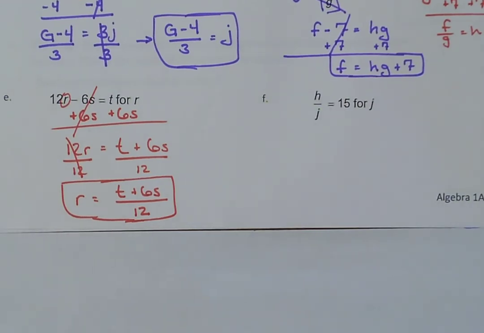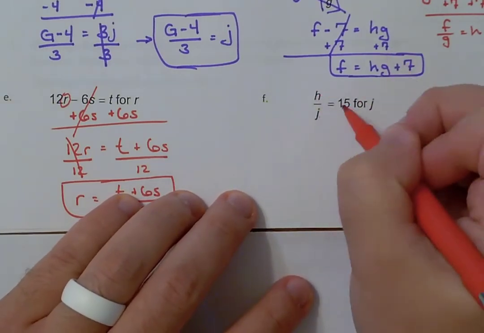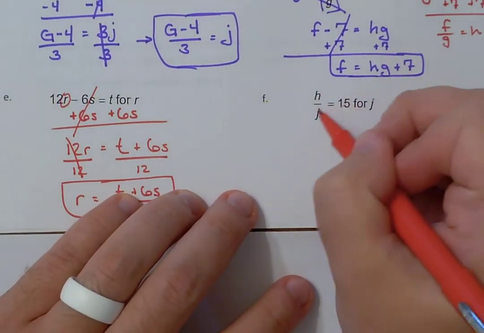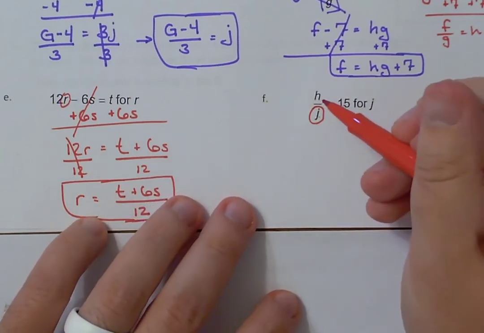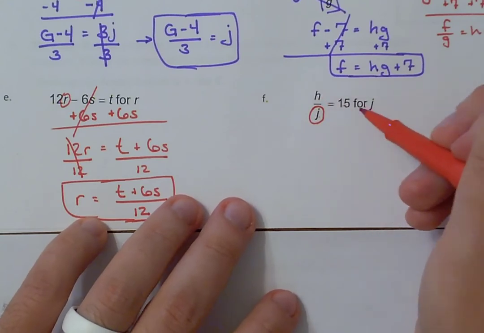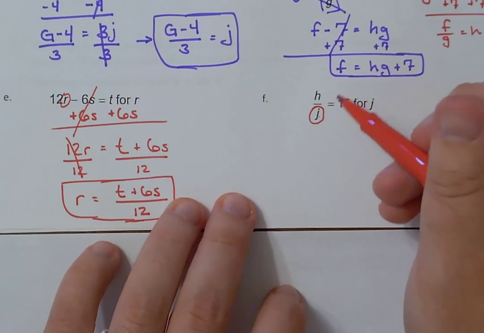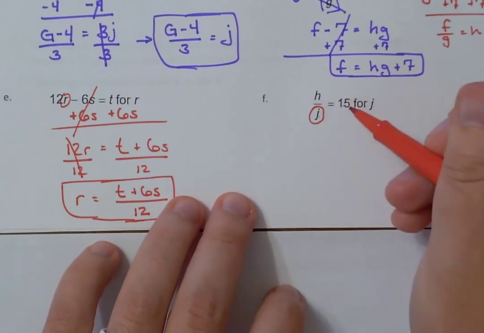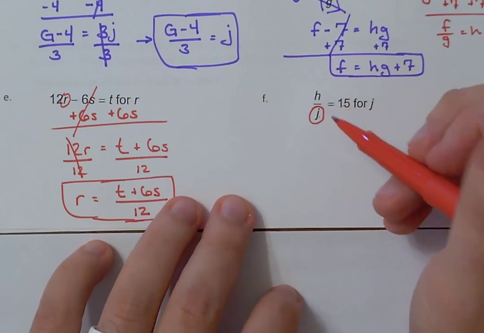All right, last one. And F is a really important one to talk about because it's a bit different. For F, we have h over j equals 15, and we want to solve for j. Now, it would be nice to be able to say, okay, h is on top, that means I need to divide, so j equals 15 over h. That is not the case because j is on the bottom. If I were to divide by h, I still have 1 over j, and j is not isolated.